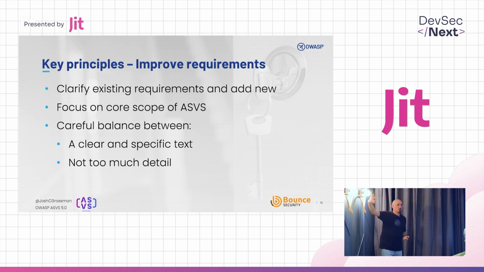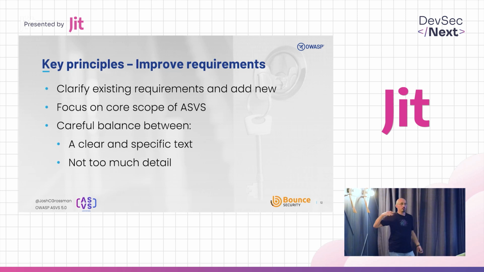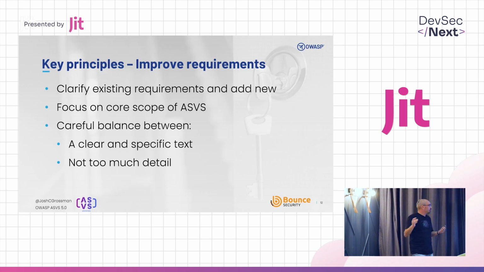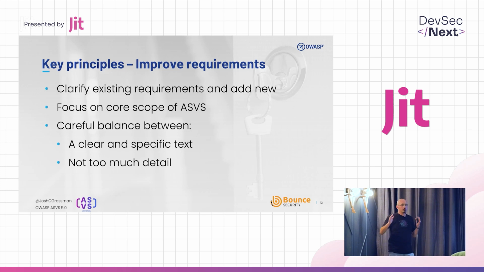So the first is just to generally go through the requirements, improve the wording, make them slightly more focused. In version 4, there are some that are a little bit out of scope. They're more like processes rather than properties of software. There are some that are out of control of the developers. We want to make sure we're focused on the scope of securing a web application.